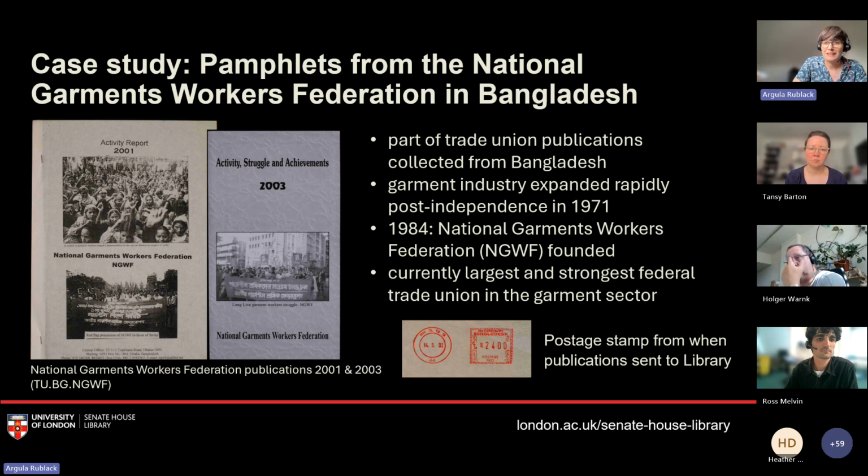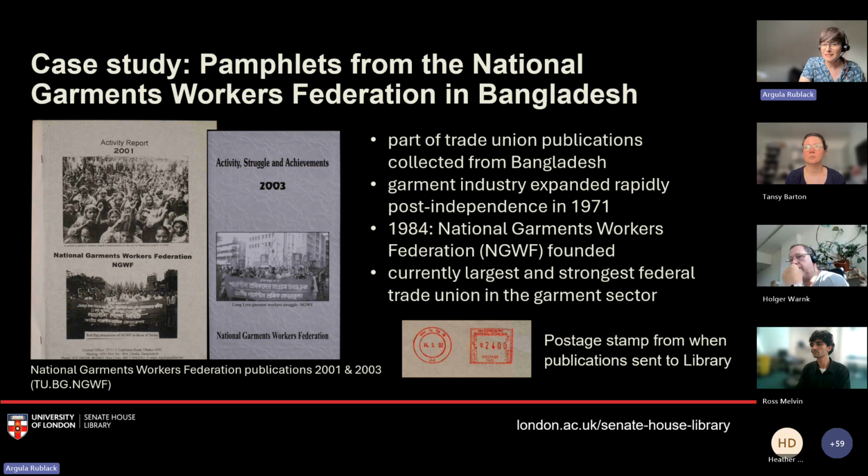Post-independence in 1971, Bangladesh's garment industry expanded rapidly and textiles became the country's largest export product. And with the process of expanding industrial textile production, a trade union movement developed alongside it. So in 1984, the National Garment Workers Federation, or NGWF, was founded.